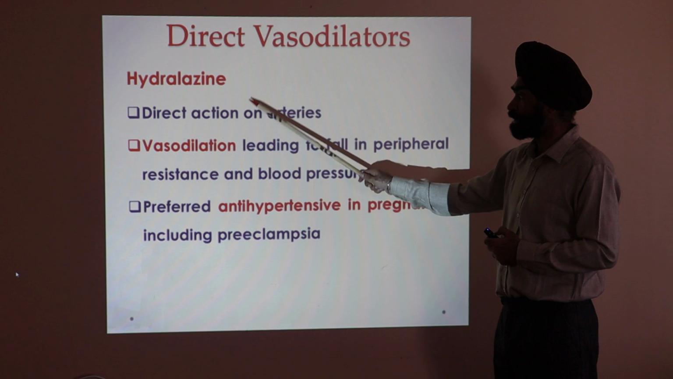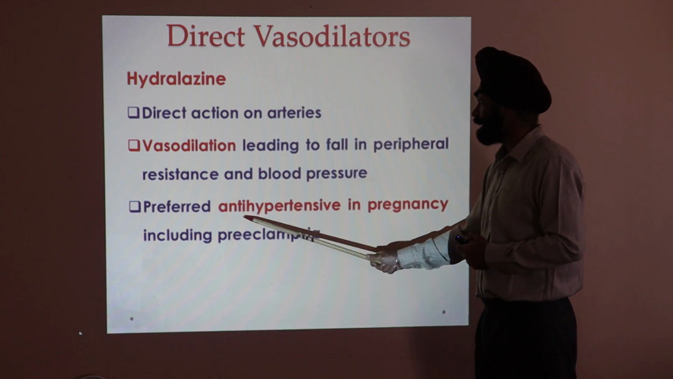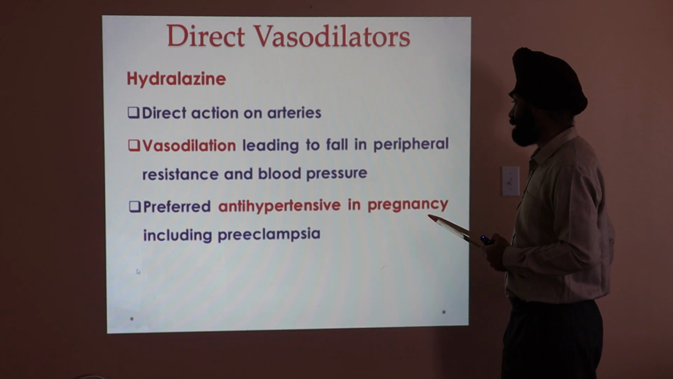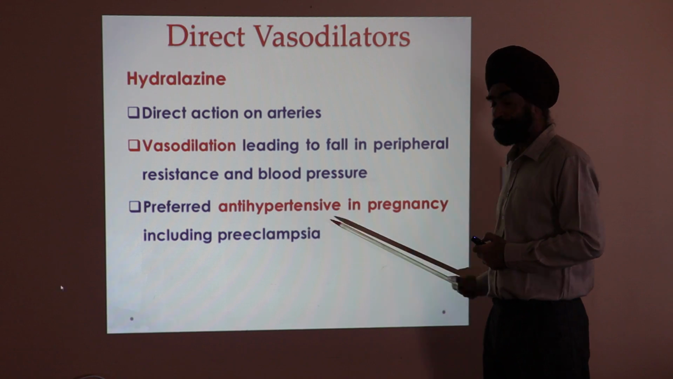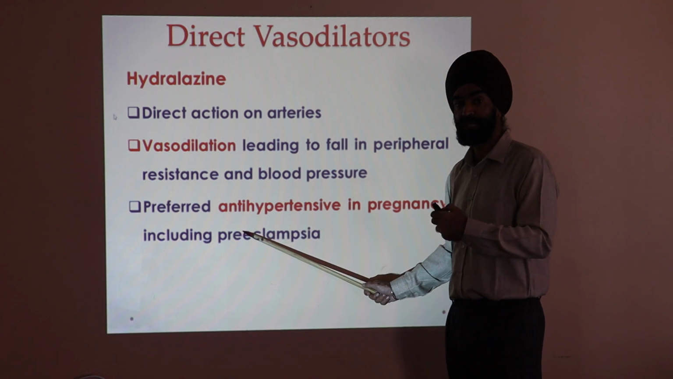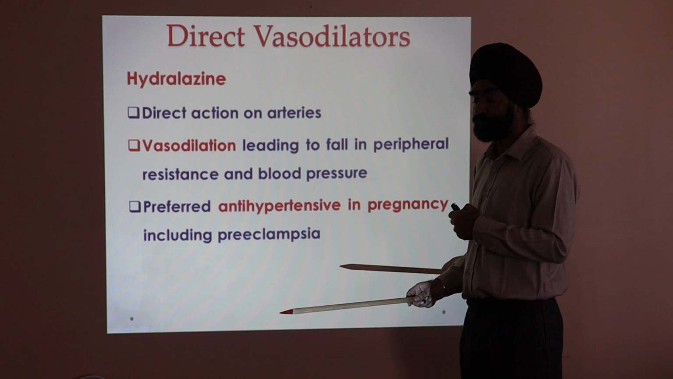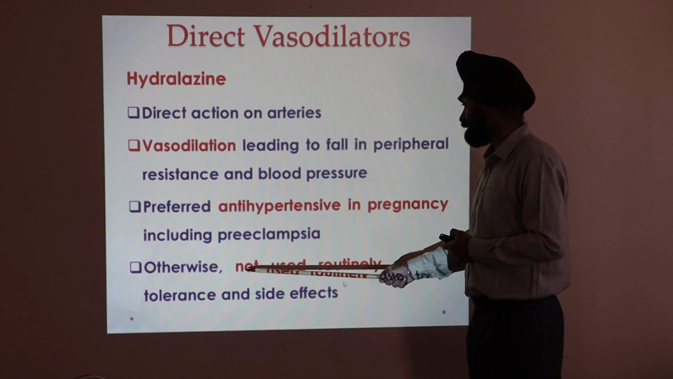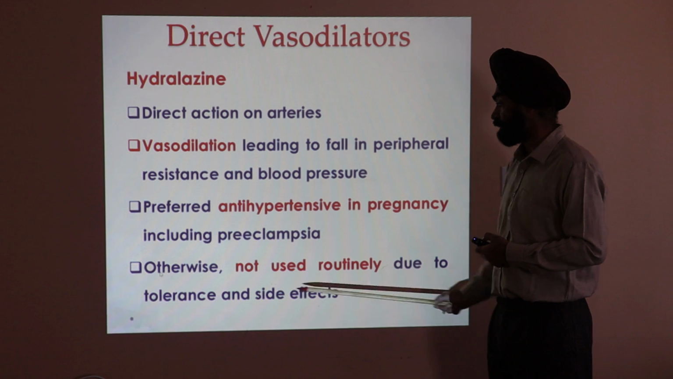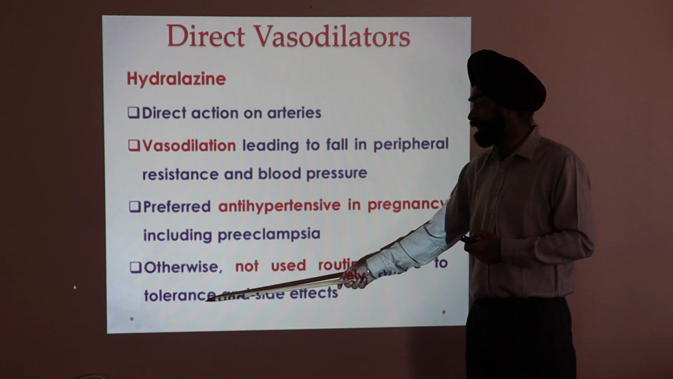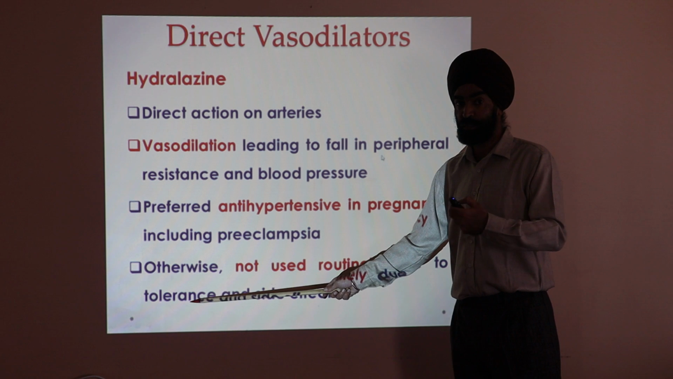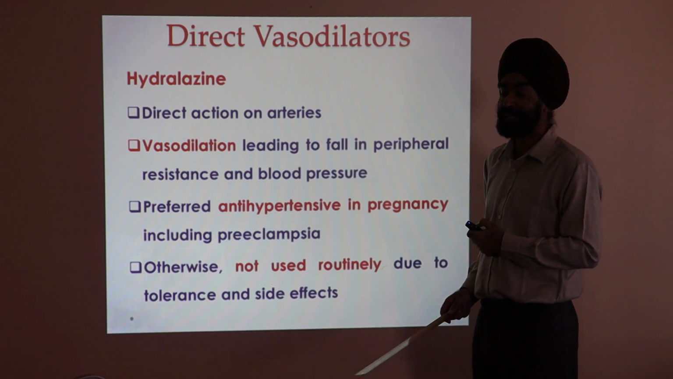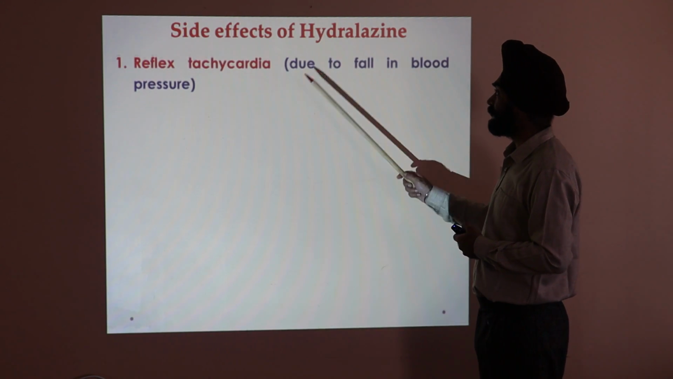Now where it is used, its special indication is as an antihypertensive in pregnancy, including preeclampsia. Preeclampsia is again a rise in the BP in the pregnancy condition. Otherwise it is not routinely used because of the tolerance and the side effects. Why does tolerance happen? As I told, fluid retention and increase in the heart rate. So what are the side effects?